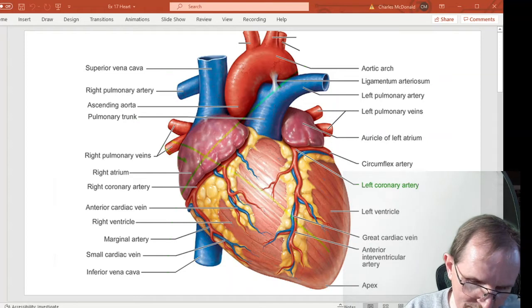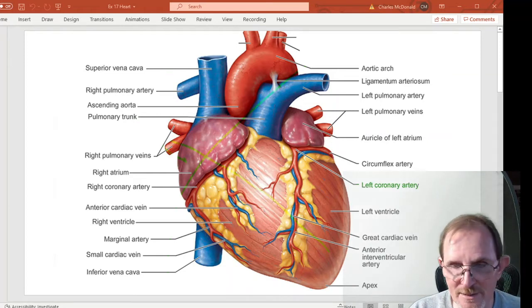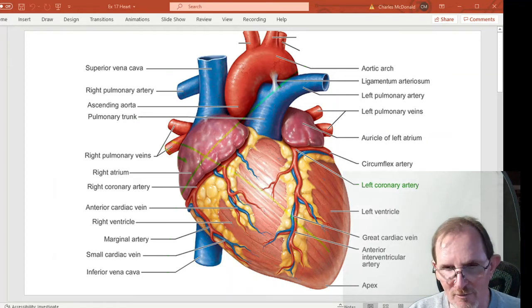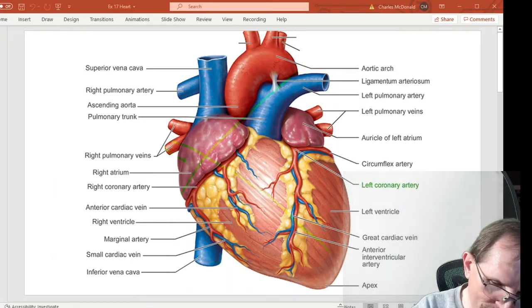Okay, the first thing that I've got on here is the apex. The apex of the heart is actually kind of the bottom right here. It's just that little area, the pointed side.